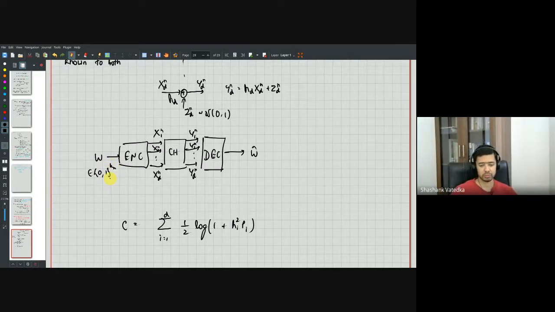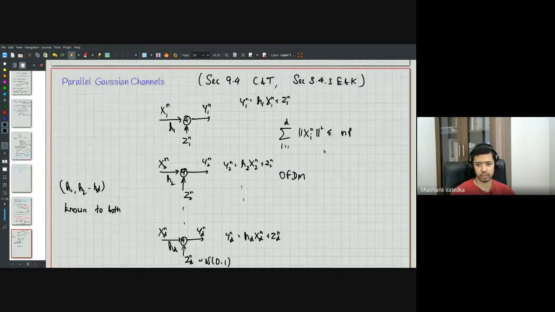reliably. So you want to minimize the probability of error. At the same time, you want to ensure that the rate is as large as possible. The input should satisfy a joint power constraint. So you have a total power budget of n times P, and you can distribute this power across the various subchannels. All right. So maybe you can allocate more power to the first subchannel, less power to the second subchannel, and so on. But you have a total power budget to satisfy.